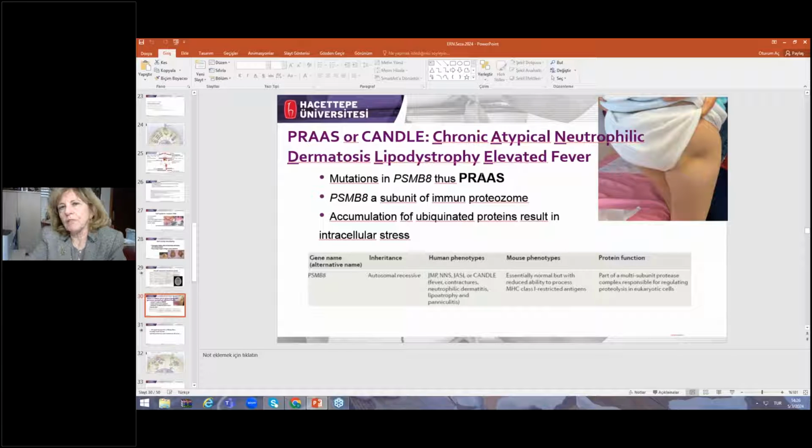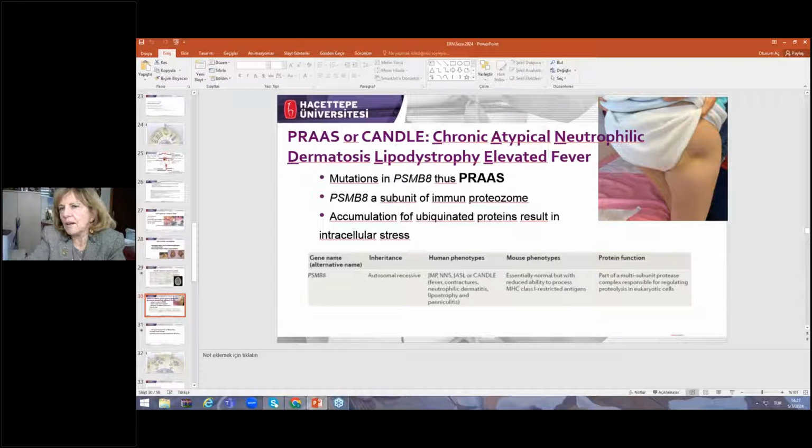And the third group of interferonopathies is the proteasome-associated autoinflammatory syndromes. They are also called CANDLE because CANDLE kind of describes what the disease is: chronic atypical neutrophilic dermatosis with lipodystrophy, as you can see in the slide, and elevated fever. So this tells you what the disease is. They can also sometimes have basal ganglia calcification.